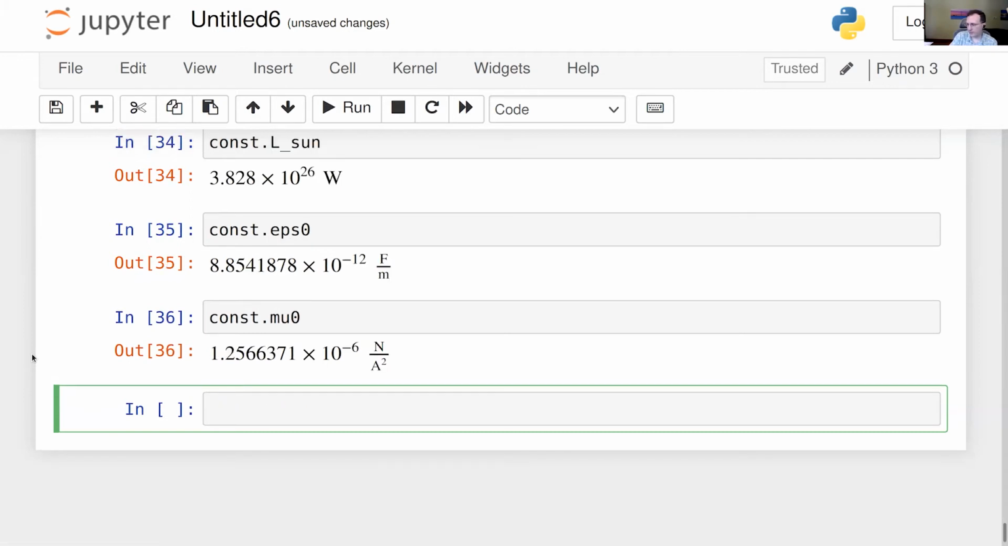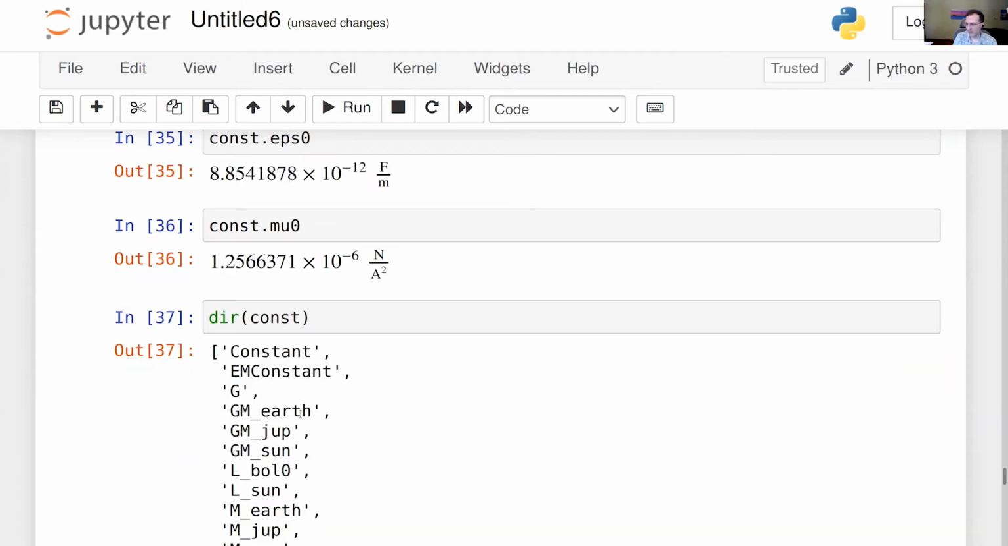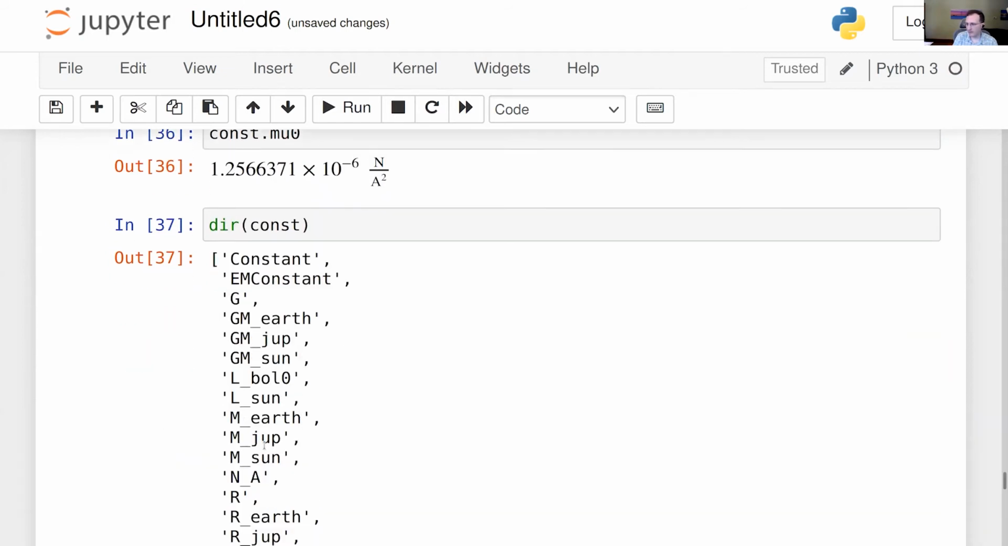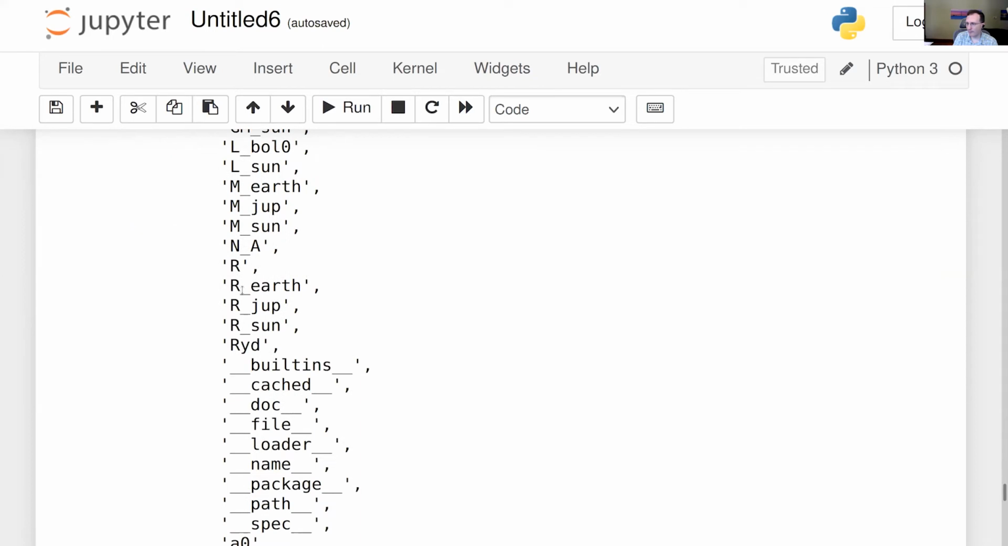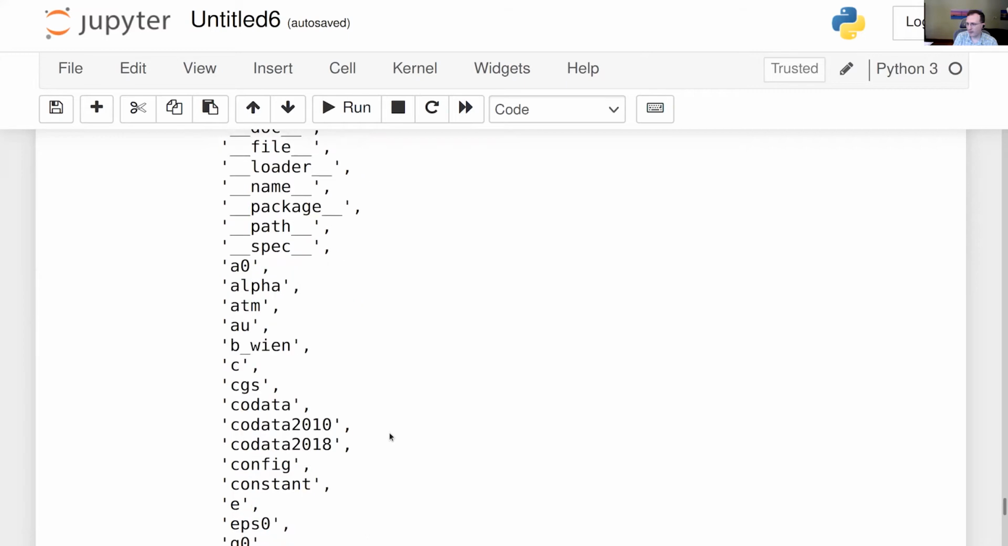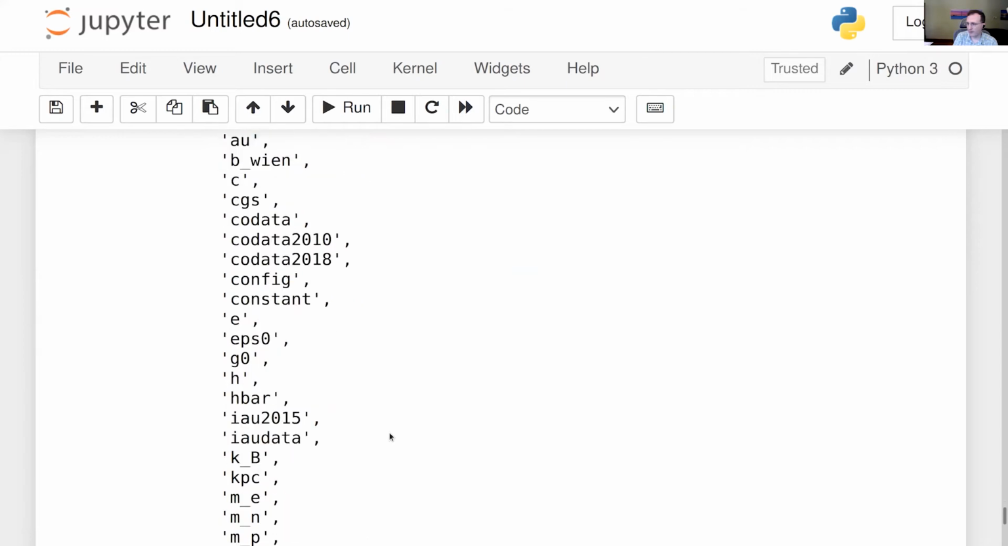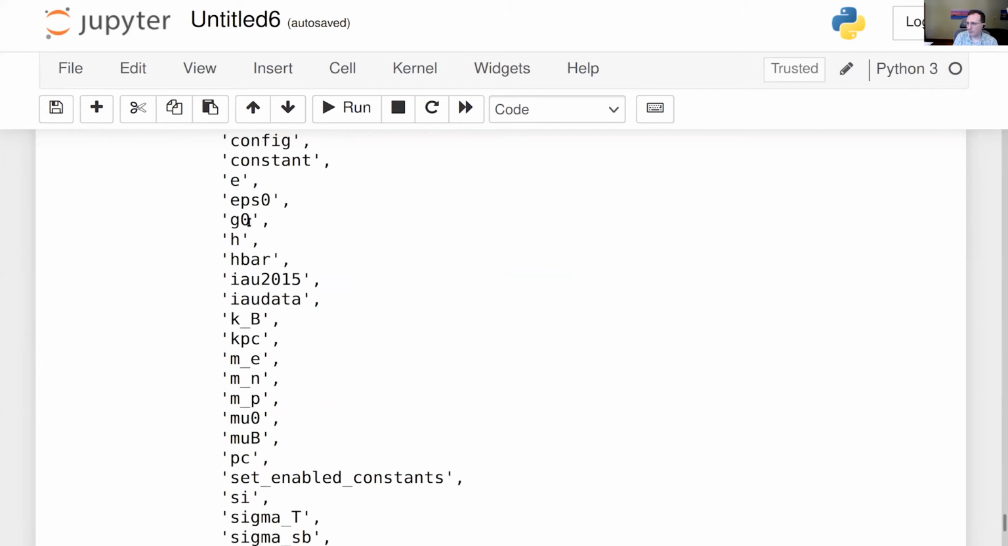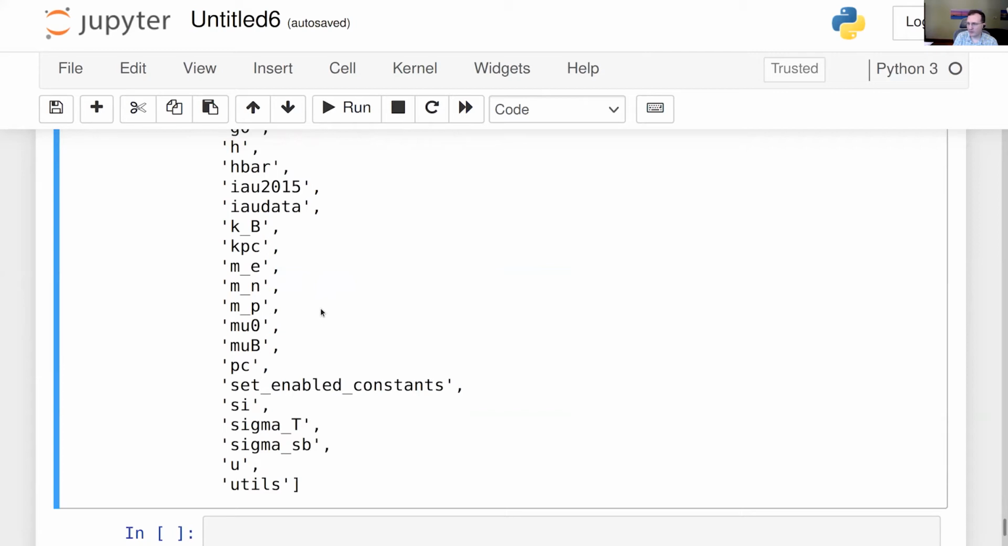If we want to see everything that is in astropy constants, we can do dir const. And then we can get things like the mass of the Earth or mass of Jupiter, which is useful if you're looking for exoplanets. The Rydberg constant, the fine structure constant, and Earth gravity, Planck's constant, Boltzmann constant, masses of electrons, neutrons, and protons, and so on.